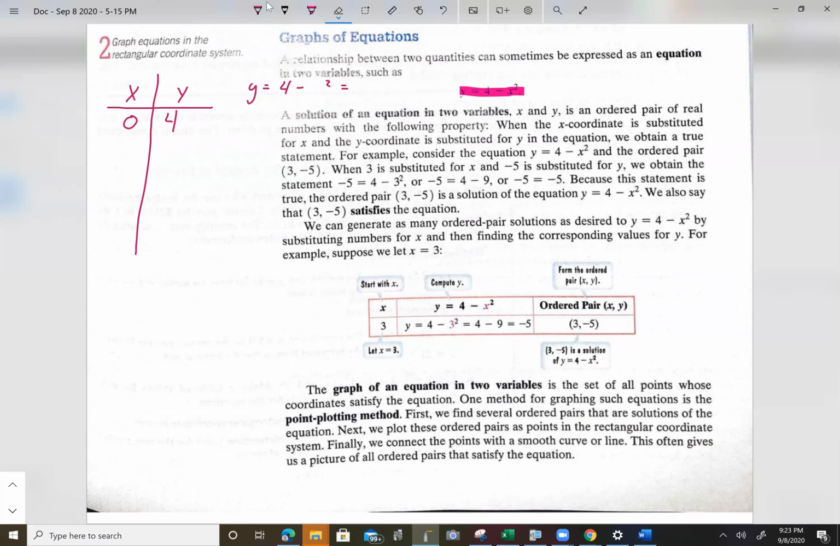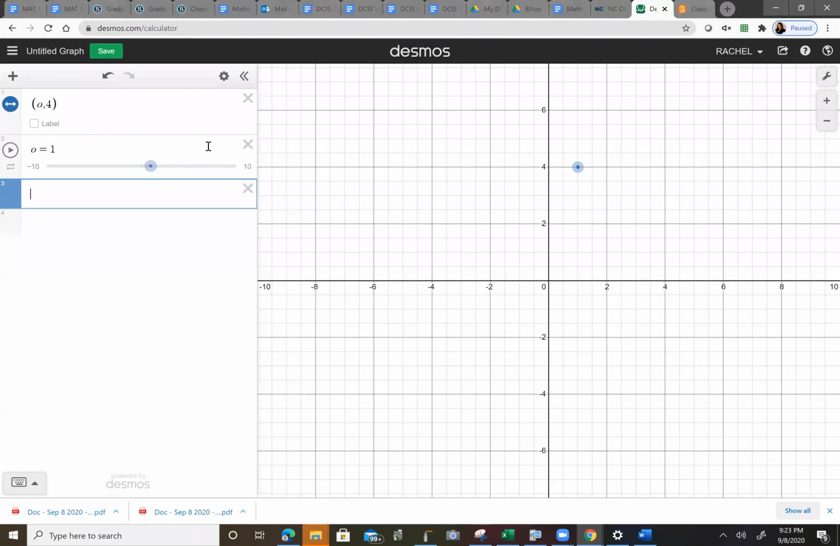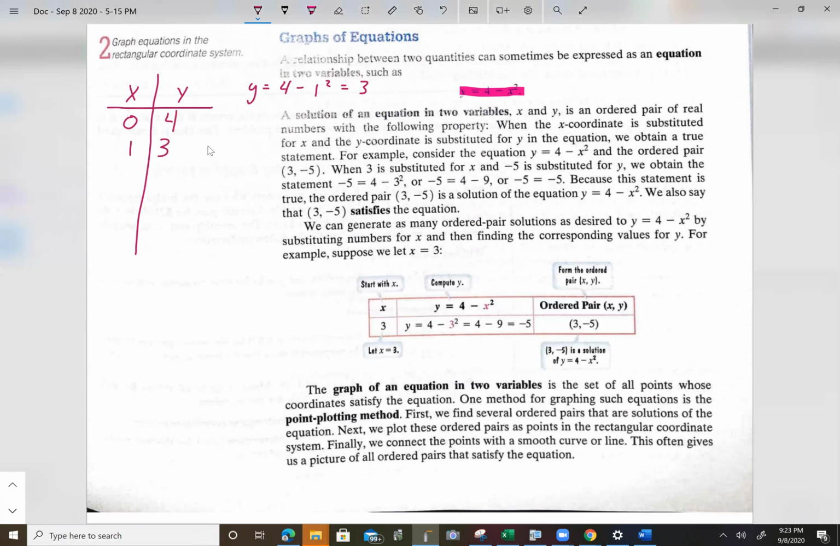What if I want to do the next one and I input 1? So now I have 4 minus 1 squared. Well, 1 squared is just 1, and 4 minus 1, my output would be 3. So if my input is 1, my output would be 3. And you're just going to keep doing this, and then you would graph it, (1, 3), and there would be the next point. Okay, so that's just what it's walking you through.